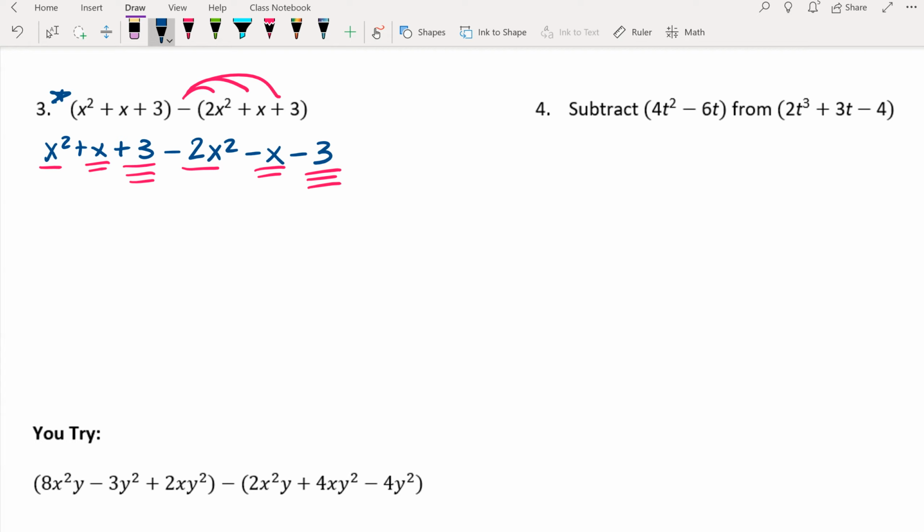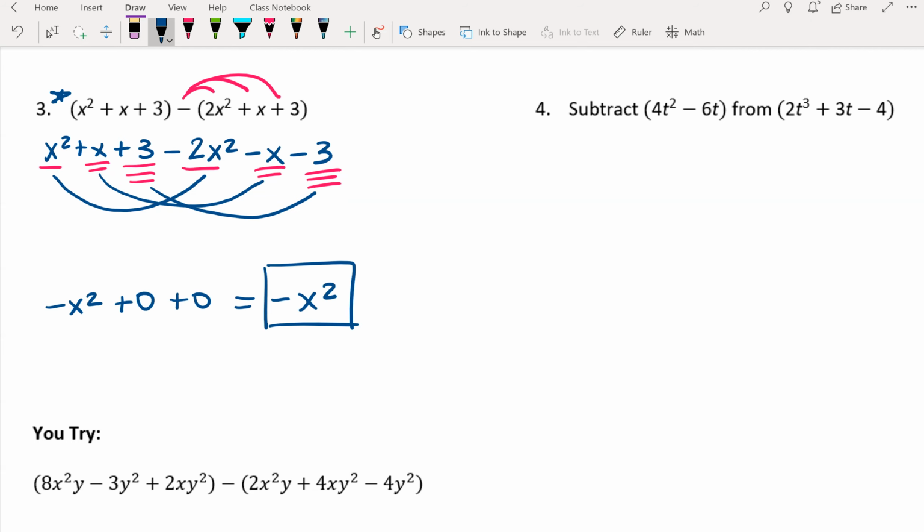So x squared minus 2x squared, that's going to give me negative x squared. x minus x, that just gives me 0. So plus 0. We don't really need the 0, but I'm putting it just in case. 3 minus 3, that gives me 0. So this equals negative x squared.